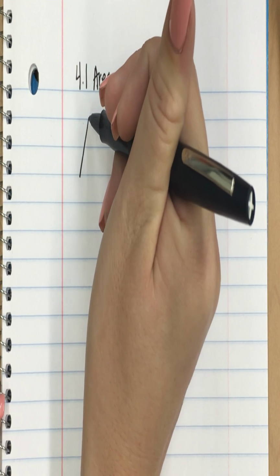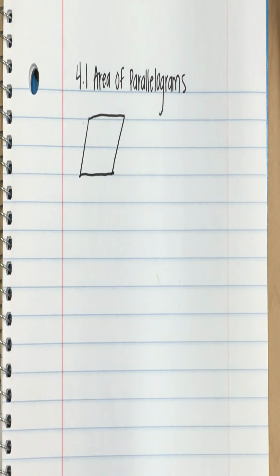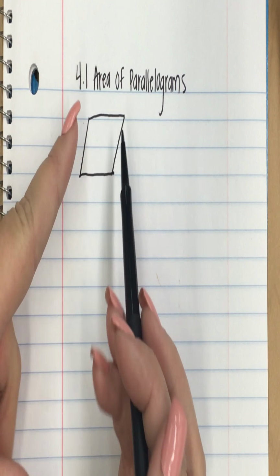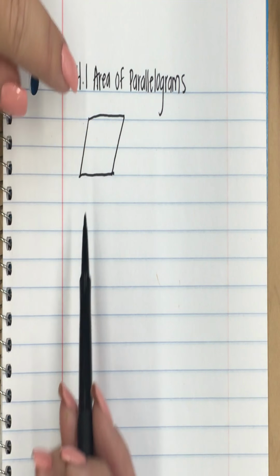So we're going to be talking about the area of parallelograms, but the first thing you need to know is what a parallelogram is. So a parallelogram looks like this. And the definition is a four-sided figure with opposite sides parallel. So you'll notice if we were to follow these two lines all the way, they would never meet. Same thing with these two lines, they're both parallel.